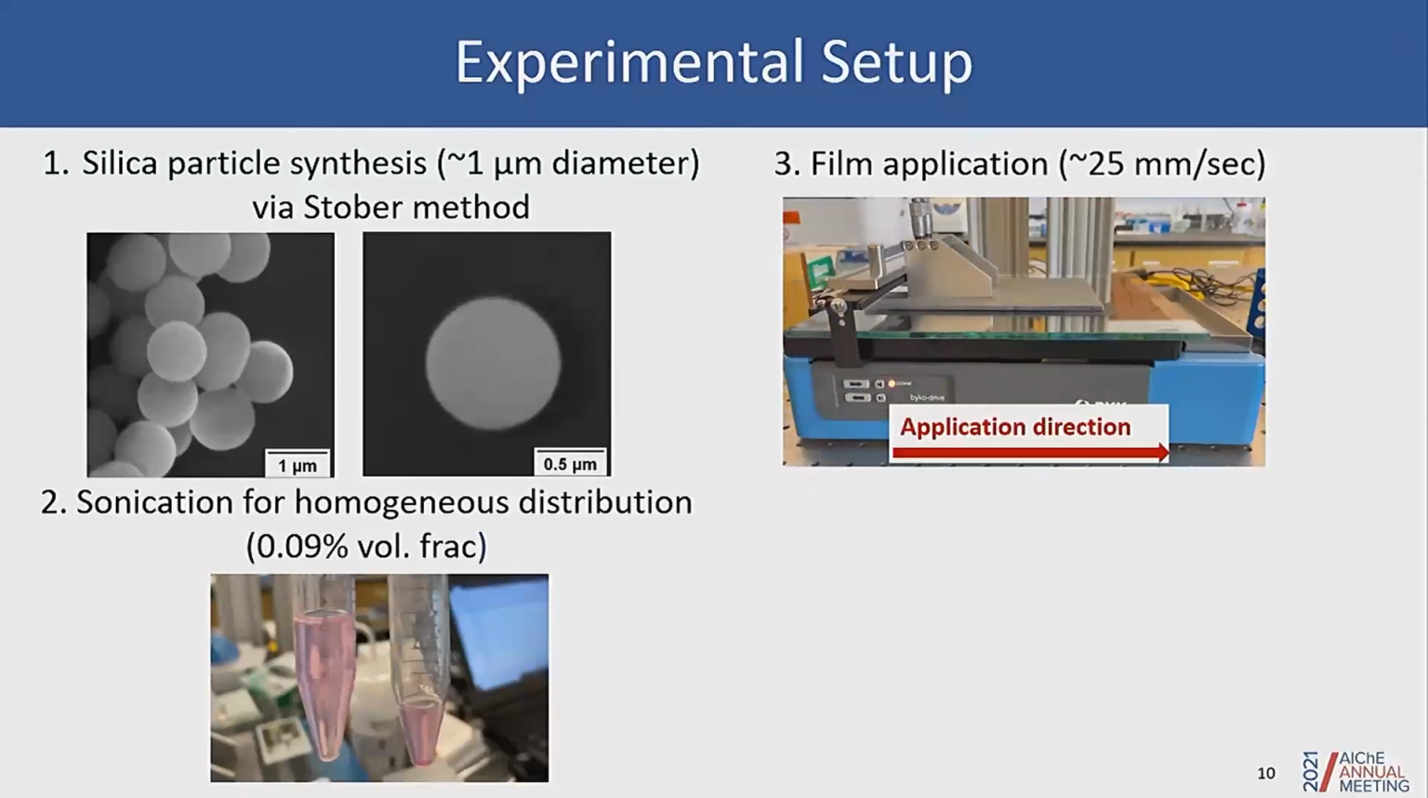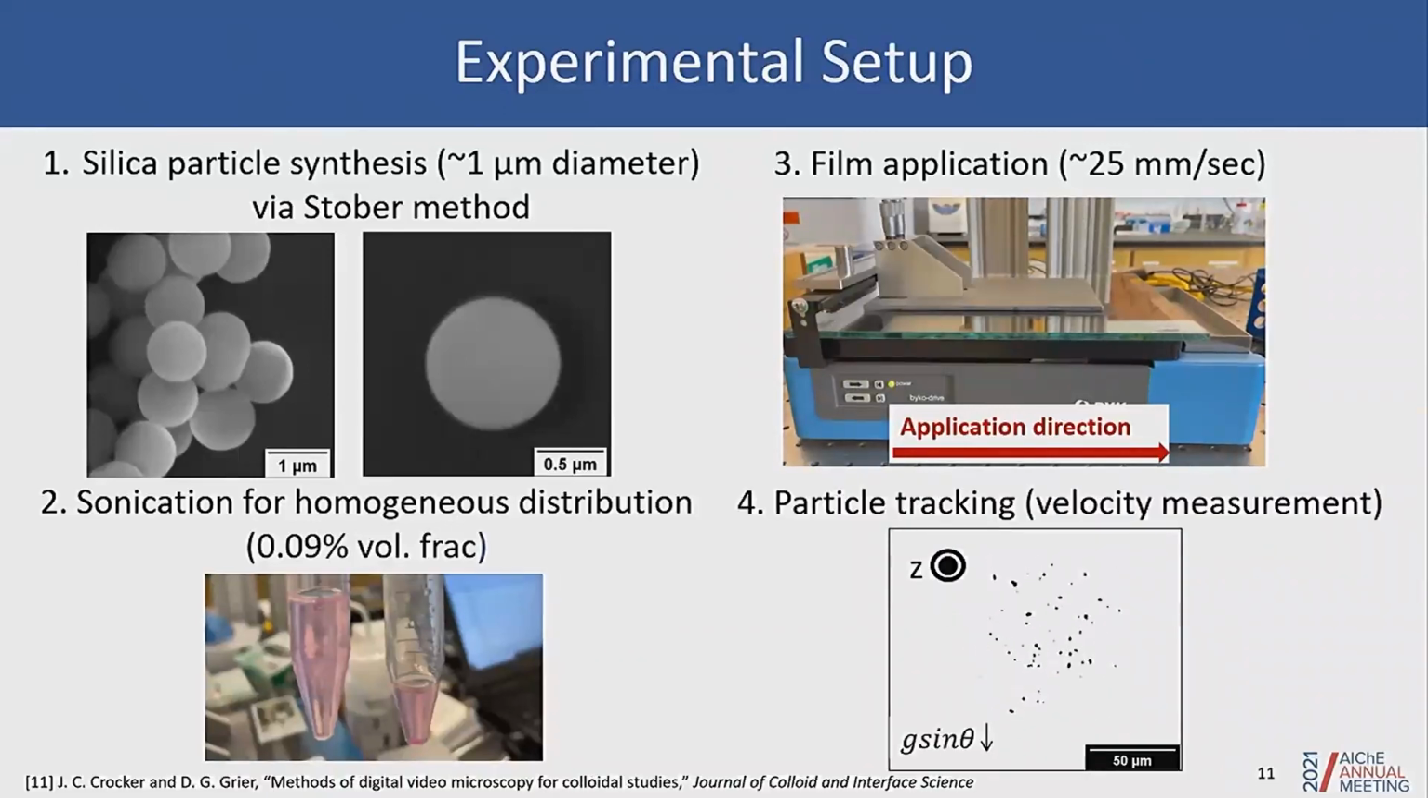Next is the film application, which utilizes, as you can see from the video, an automatic drawdown machine. And all of the samples that you'll be seeing in the results were applied at the same speed of 25 millimeters per second. Lastly, we do video capture and video analysis in which we do particle tracking, and we measure the particle velocity throughout the different depths of film in order to learn about the flow field.